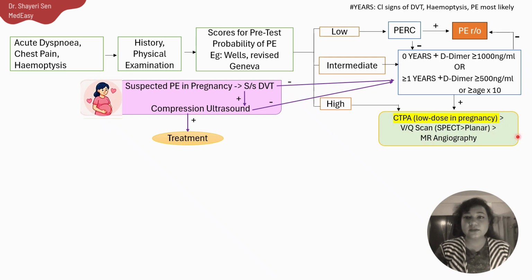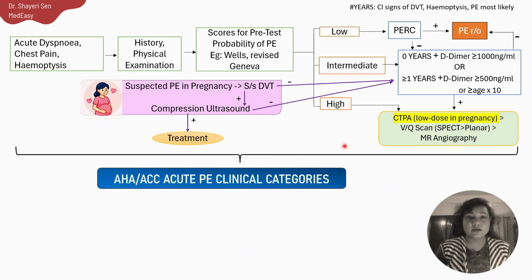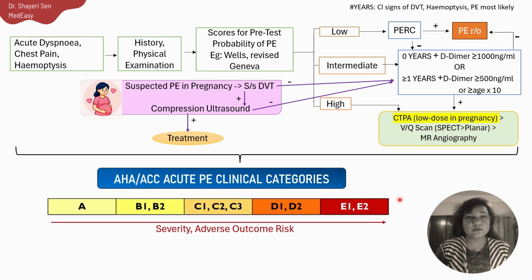Now, based on all of these, we have categorized the pulmonary embolism patients into these categories in the new guidelines: A, B, C, D, and E. And B has been subcategorized into B1 and B2, C into C1, C2, and C3, D into D1 and D2, and E into E1 and E2.